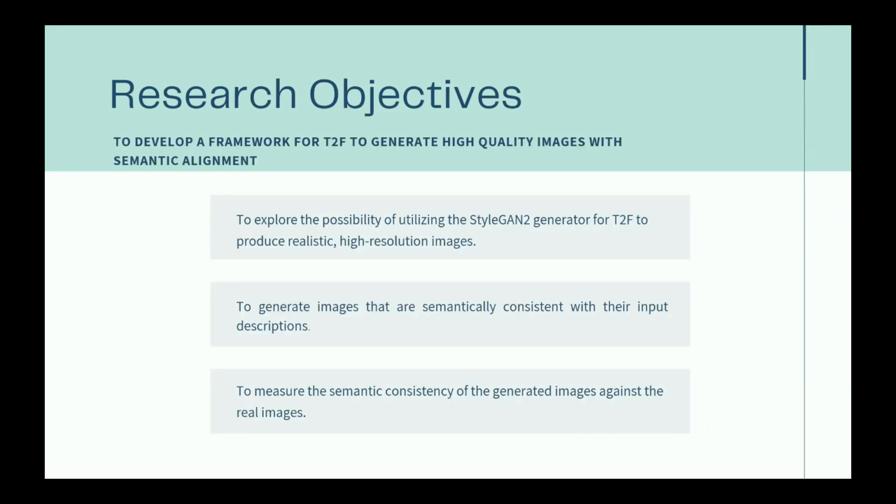So the overall objective of conducting this research was to develop a novel framework for text-to-face generation to generate high-quality images with semantic alignment. So we broke this down into three specific objectives: to explore the possibility and ways of utilizing the StyleGAN2 generator for text-to-face generation and improve image quality, to generate images that are semantically consistent with their input descriptions, and to measure this consistency.